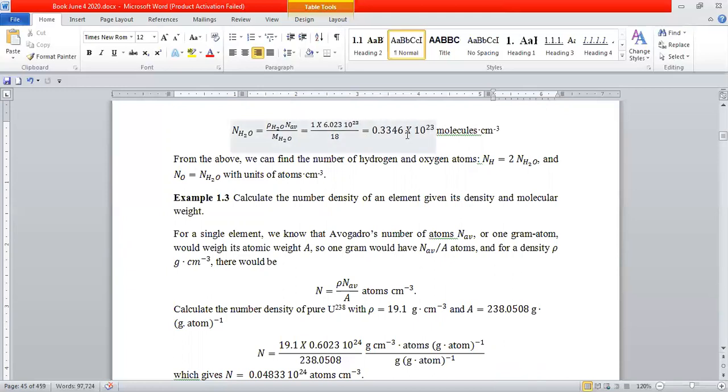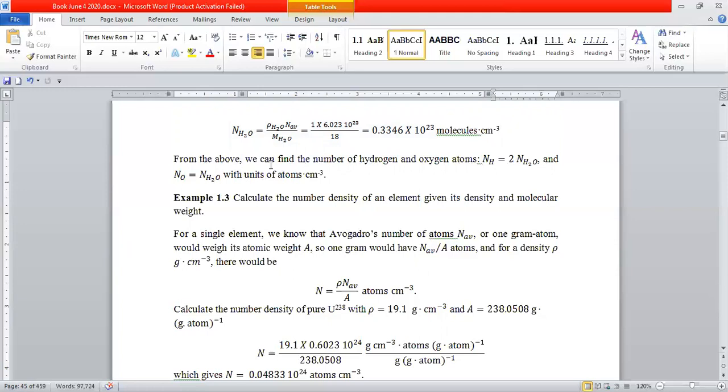Now, if you are drinking a glass of water, let's say it's 1/4 of a liter, so it's 250 cubic centimeters. So multiply this by 2.5 times 10 to the 2. So you get a number like 10 to the 25. So you're drinking 10 to the 25 molecules of water when you have a glass of water. So that's a huge number.